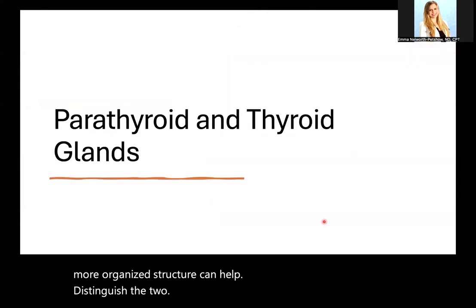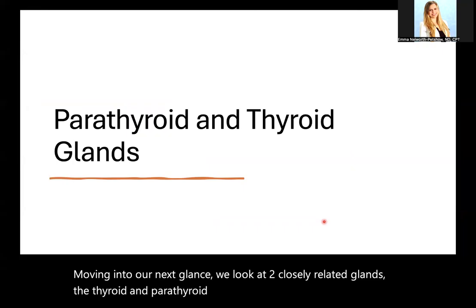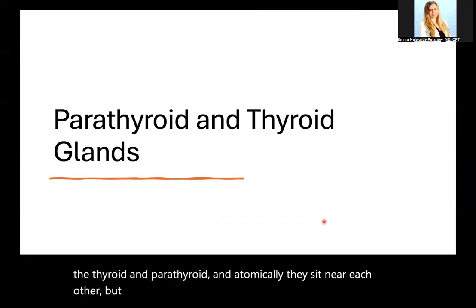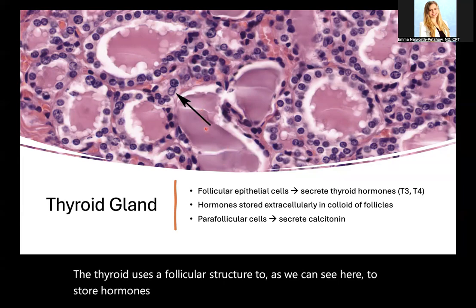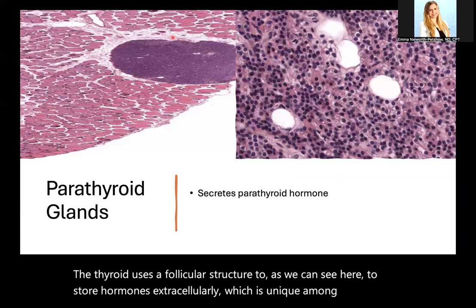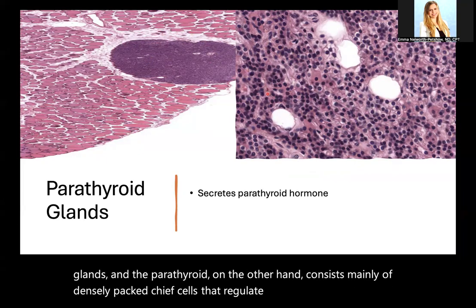Moving into our next glands, we look at two closely related glands, the thyroid and parathyroid. Anatomically, they sit near each other, but their histology and their functions differ significantly. The thyroid uses a follicular structure, as we can see here, to store hormones extracellularly, which is unique among endocrine glands. And the parathyroid, on the other hand, consists mainly of densely packed chief cells that regulate blood calcium. So we can look at each in more detail to understand these key differences.